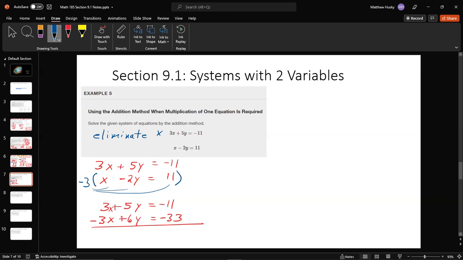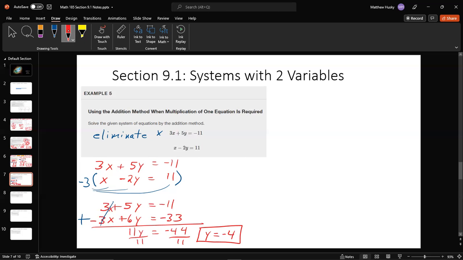Now we are going to do the addition part, which is where the addition method gets its name. 5y plus 6y is 11y. Negative 11 minus 33 is negative 44. We're going to divide that by 11. And when you do, you get a value for y of negative 4.